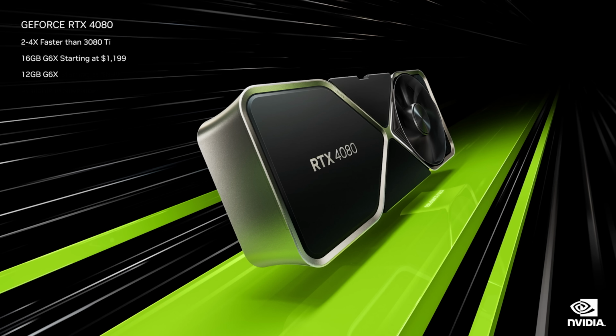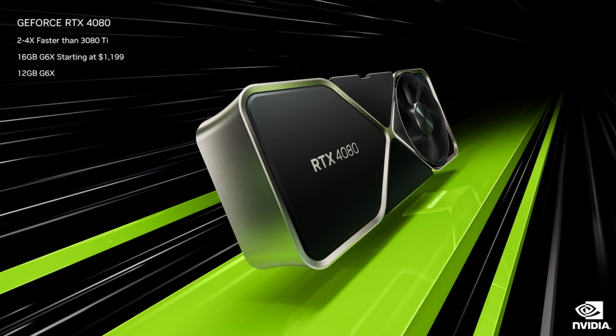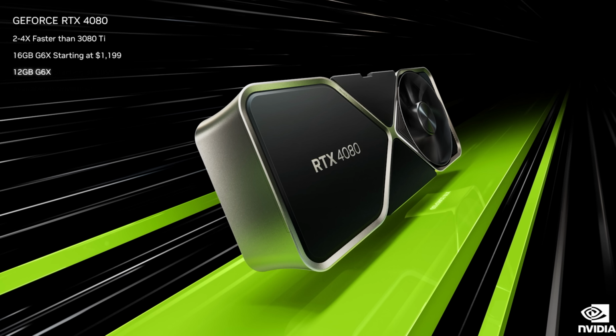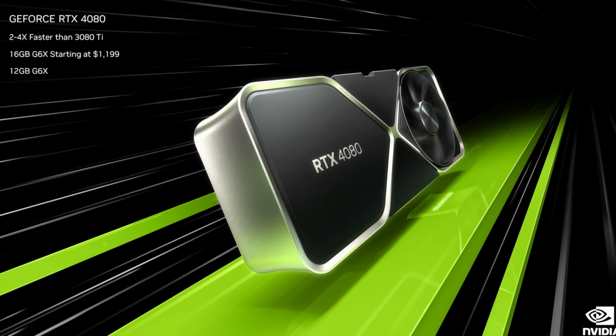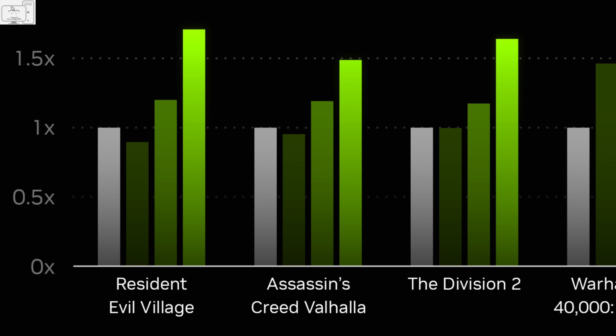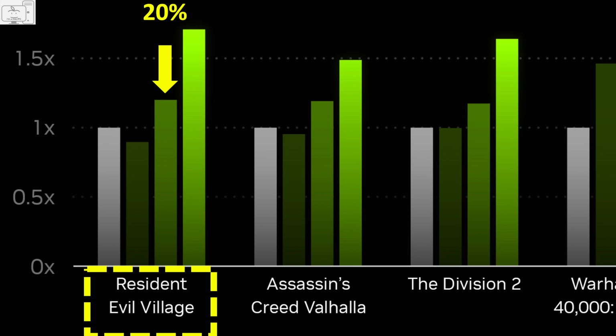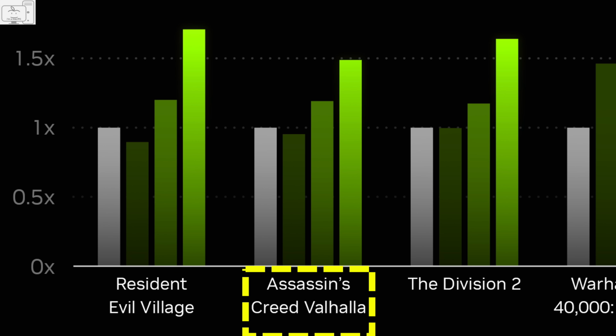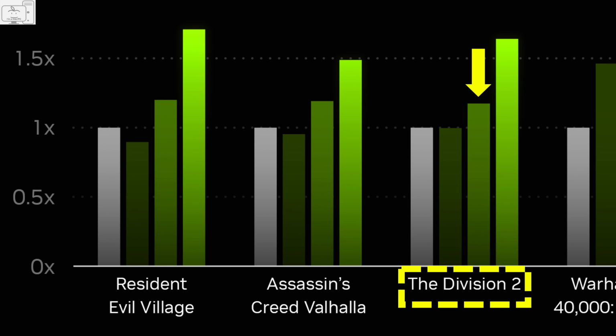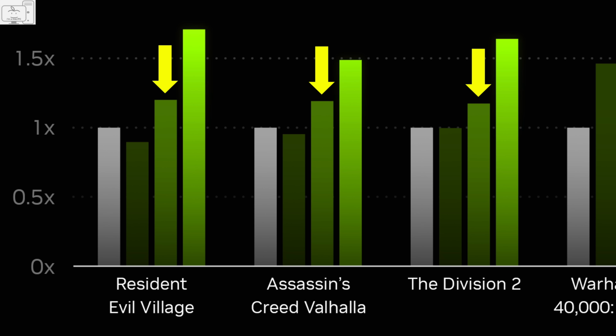Next is the 4080, the real 4080 with 16GB, which uses the AD103 die with 76 SMs. Using that same chart, in Resident Evil Village, the 4080 is 20% faster than a 3090 Ti. In Assassin's Creed Valhalla, the 4080 is 19% faster. And in The Division 2, the 4080 is 18% faster. So in the 3-game average, the 4080 is 19% faster than the 3090 Ti.